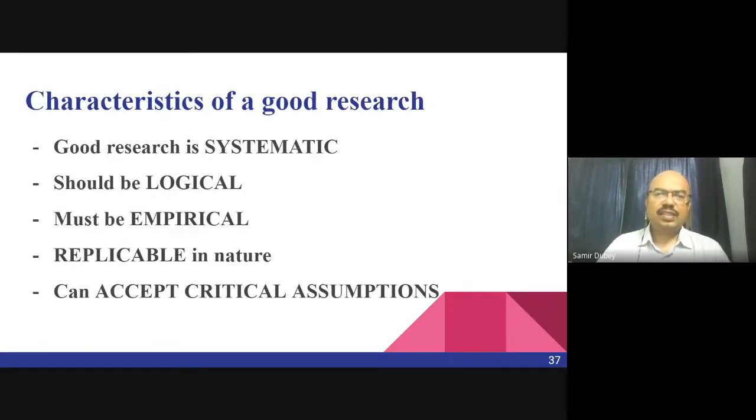Then what are the characteristics of a good research? So there are different characteristics. Good research is systematic. It should be logical. One should have to give some logic. It must be empirical and replicable in nature. Empirical means the research can be experienced. People can give their feedback, can give their experience on the very same thing. Then it should be replicable in nature. That is once again a sign of good research, and it can accept the critical assumptions. What exactly are the criticisms, or what exactly are the limitations to the research? That can also be acceptable.